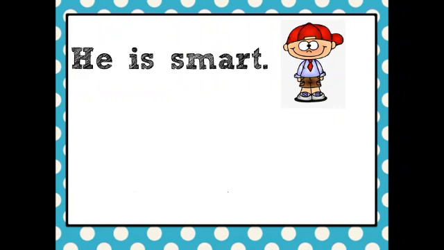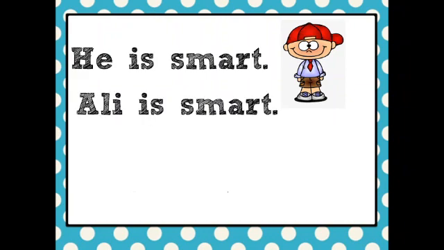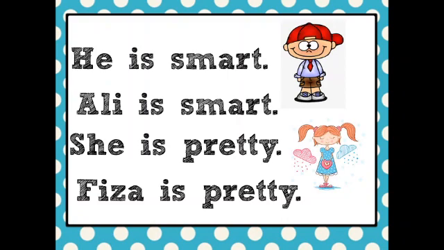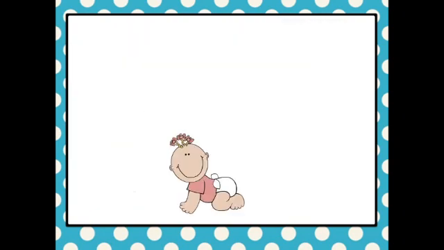He is smart. This is correct. But we can also write Ali is smart. So when you're making sentences, there is no compulsion that you should use a pronoun. You can use a noun, whatever you like. She is pretty. We can also write Fiza is pretty. Both are correct. So it's your choice. You want to use a pronoun or noun, up to you. Let's practice.